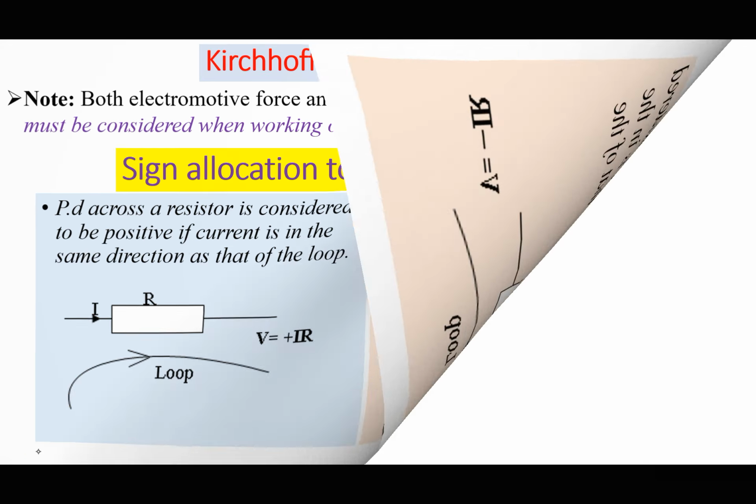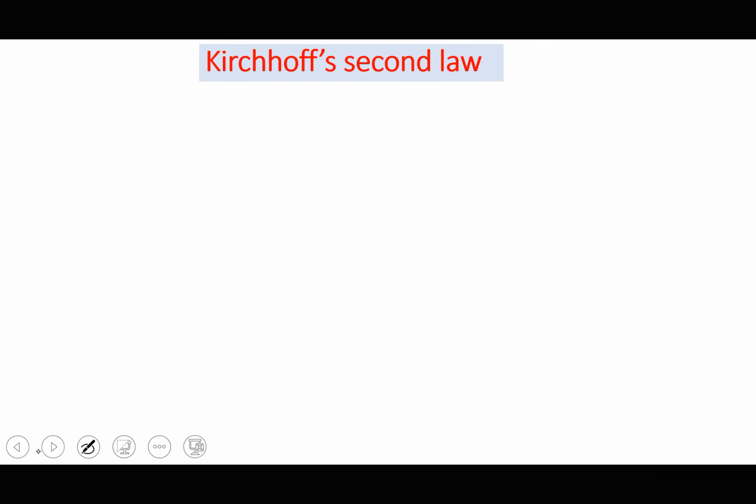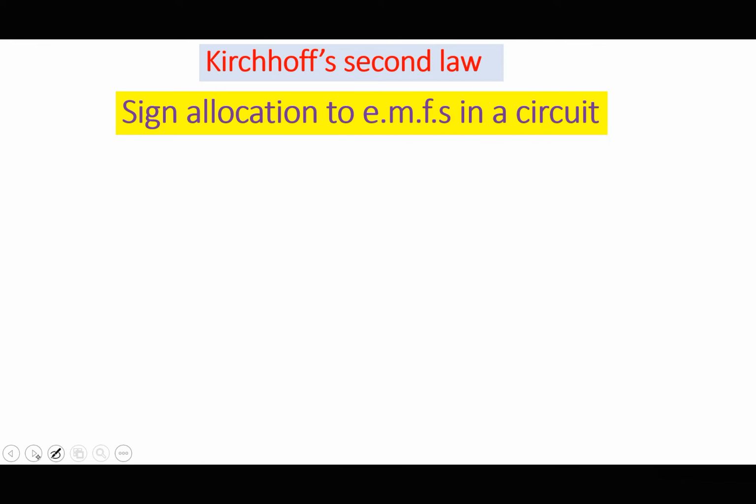Let us also talk about the sign allocation for the EMFs, because we said both PDs and EMFs are going to have directions. Because they have directions, we must allocate them signs in order to easily use them in our calculations. So let's talk about the sign allocation of the EMFs. Still, there are two ways of moving around the cell. We don't talk about the resistor when we are talking about the EMF.